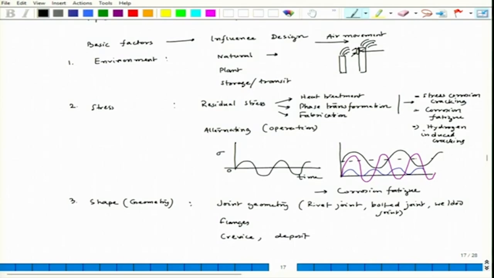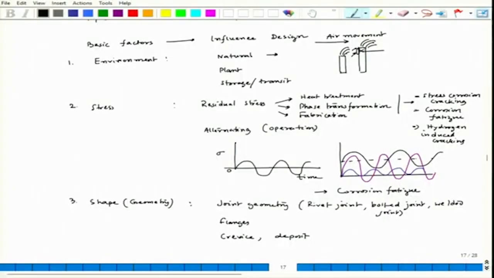So, let us say water tank, if the design is such that water retention is possible and the particles which are suspended in water settle down at the bottom of the tank, those will create deposit. And that deposit can actually lead to pitting corrosion. At the same time, they can also lead to crevice corrosion. So, we have to also think of design modification in terms of shape, so that we can drain those deposit quickly without having too much retention.